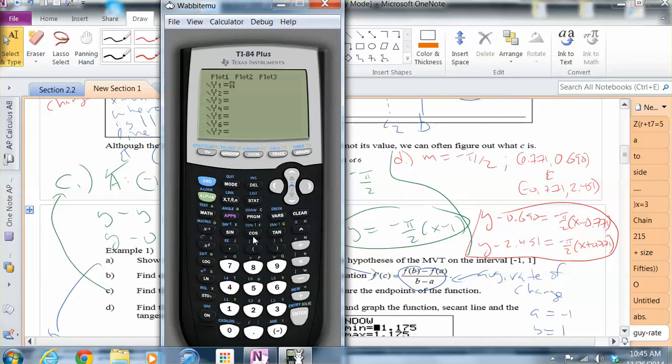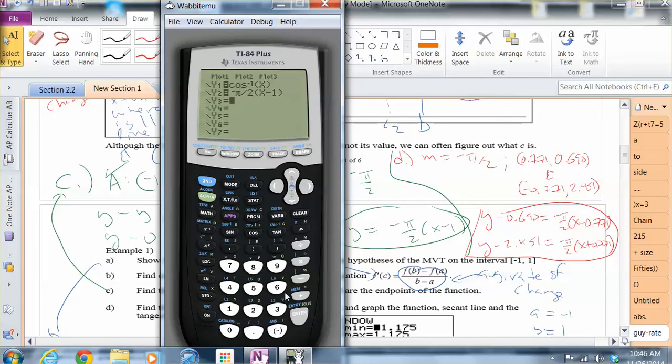So inverse cosine of x, that's the original function. Remember the tangent, the secant line is here in green. So negative pi divided by 2. That's not good. Negative pi divided by 2 x minus 1. And then, of course, the other ones.